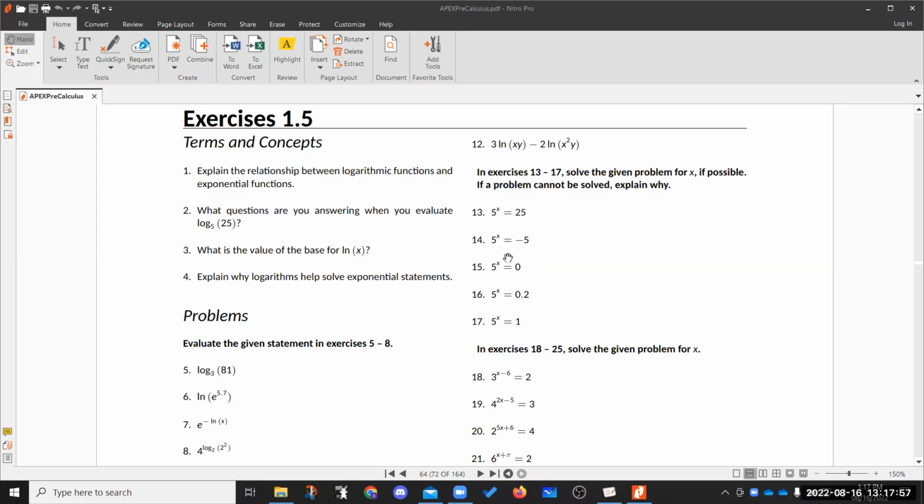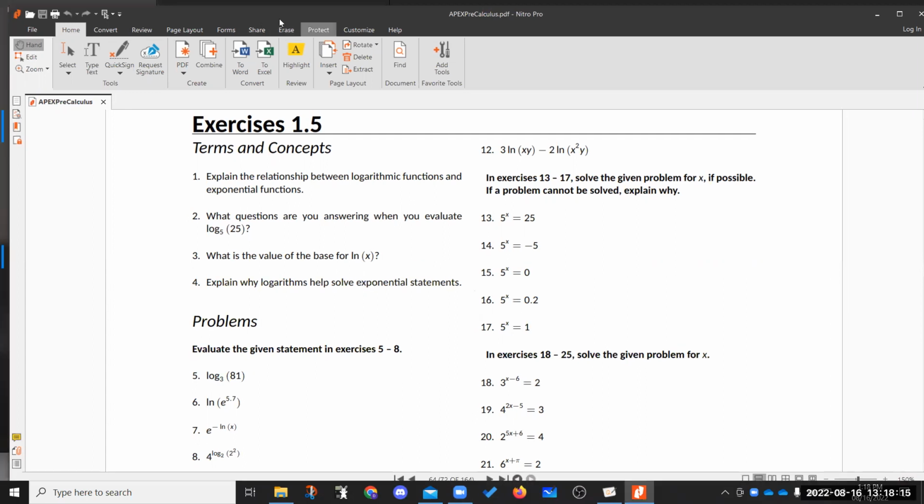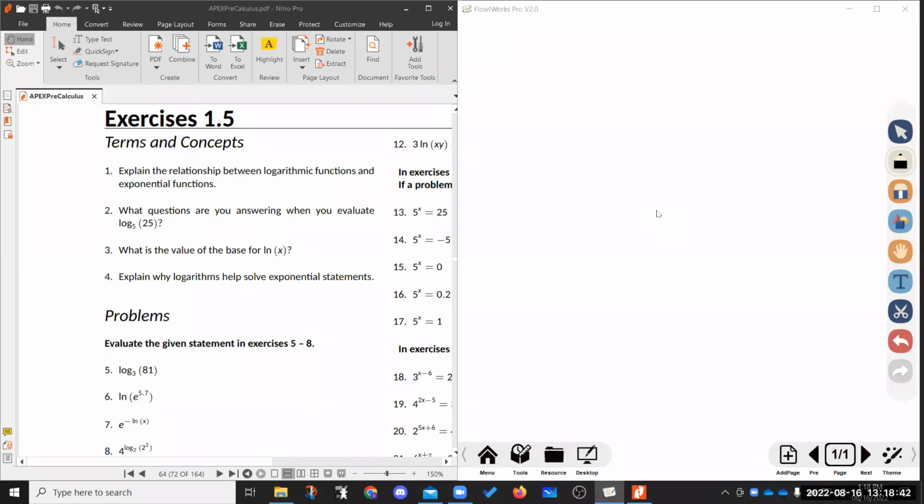In this video, we're going to talk about logarithms and exponential equations and functions. So let me go ahead and get the whiteboard up. There we go. So let's go ahead and review our properties of logarithms.